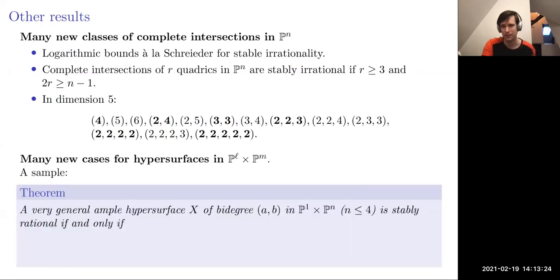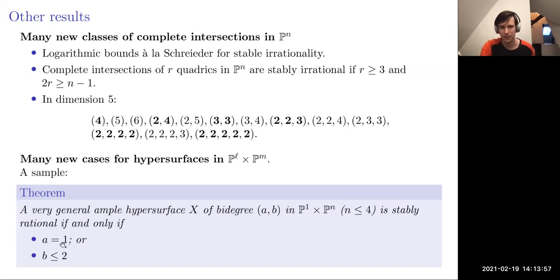And one example is hypersurfaces in P^1 × P^n. So we fully classify all the bidegrees corresponding to rational hypersurfaces. These are a little bit more interesting than the usual hypersurfaces, because they are now fibrations over P^1 into hypersurfaces. So there's a little bit more geometry in this case.